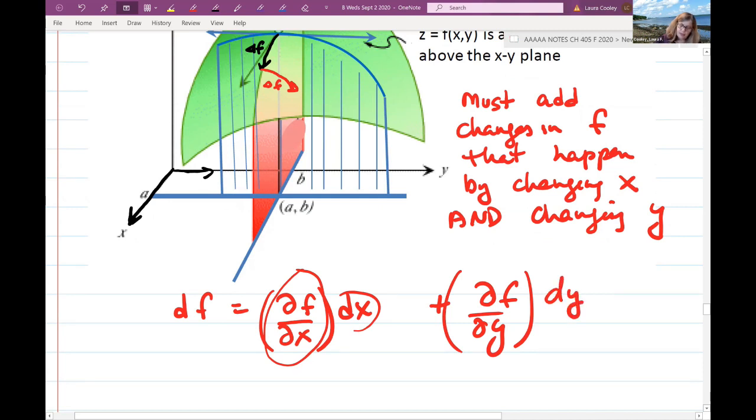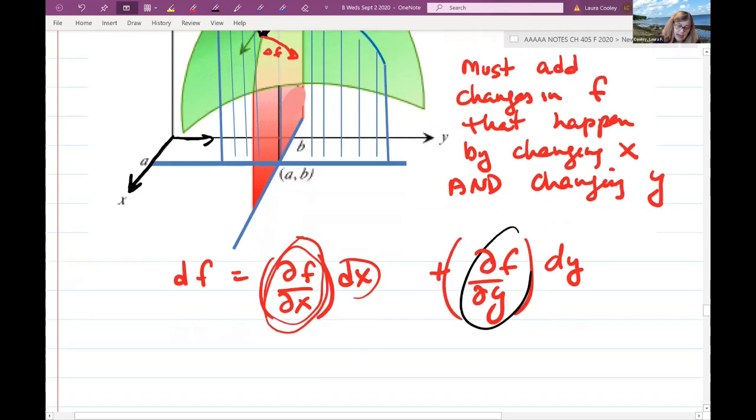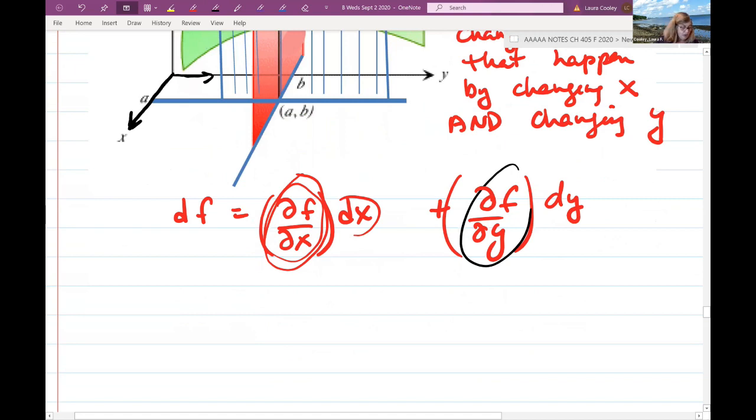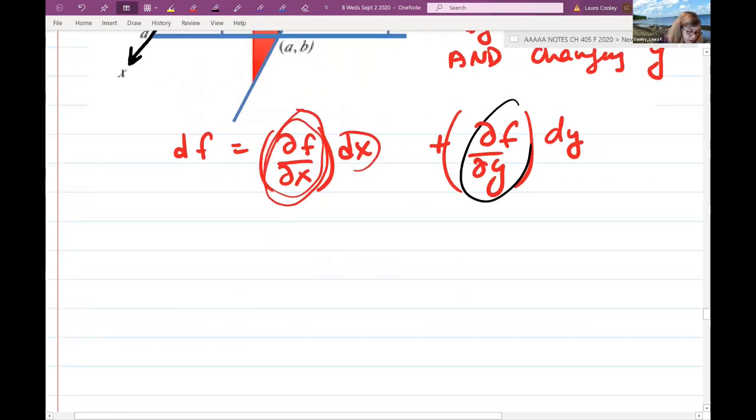Okay, so this df dx here represents the slope of the black curve that I've drawn up here. And this represents the slope of the red curve that I've drawn up there. And you would have to add the changes in the function that you get by changing x and by changing y. And so we use this general formula a lot in physical chemistry.